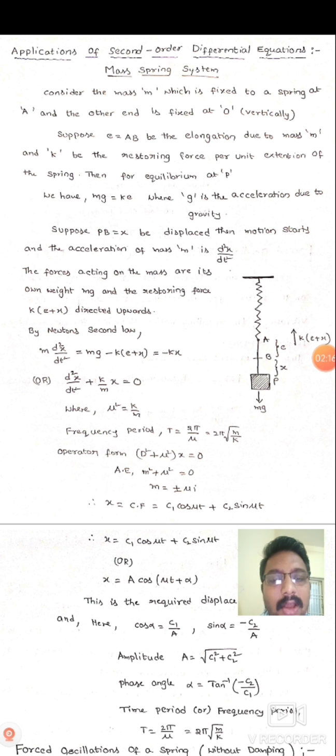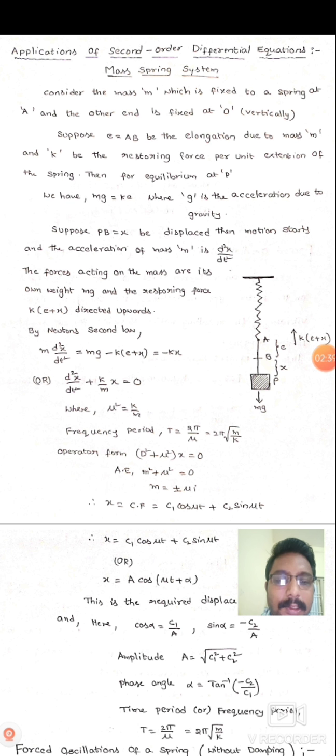Now we can write the auxiliary equation. The auxiliary equation is given by m square plus mu square equal to 0, which is obtained by replacing capital D with m. And we can compute the roots of the auxiliary equation, that is m square is negative mu square, or m equal to plus or minus mu i.